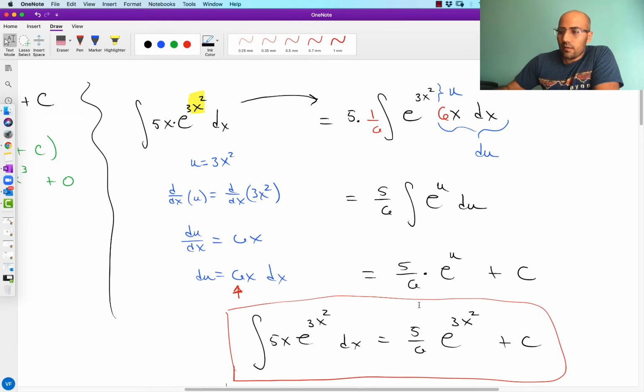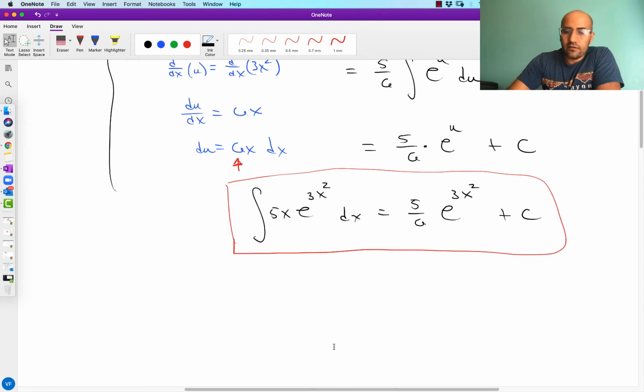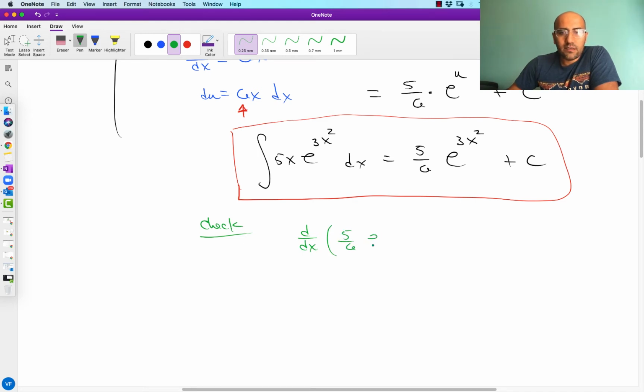Okay. And again, we can easily check. Nice thing about all these is we can easily check by taking the derivative of our answer, confirm that in fact it does equal that. So let's check it right underneath here, see if it's really true. Check. All right, so if it's true, that must mean that the derivative with respect to x of 5 over 6 e to the 3x squared plus a constant should be equal to this.